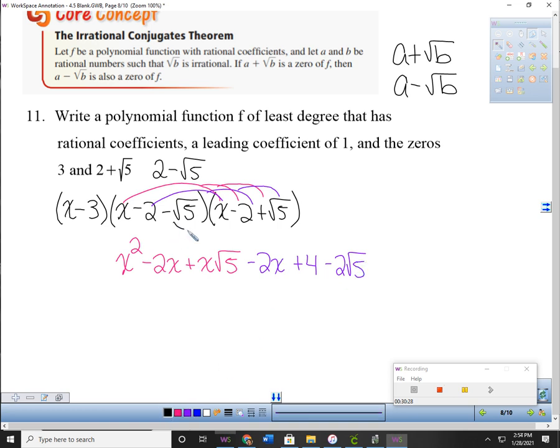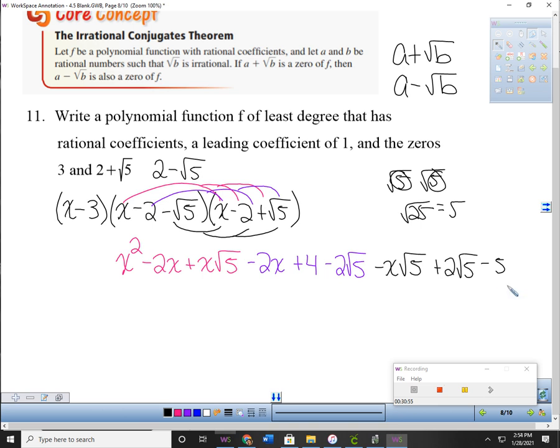Then we've got negative square root of 5 times x is negative x square root of 5. Negative square root of 5 times a negative 2 is a positive 2 square root of 5. And a negative square root of 5 times a positive square root of 5 is negative 5. If you will recall, anytime I multiply two of the same roots together, they just end up being the number under the root. All right?